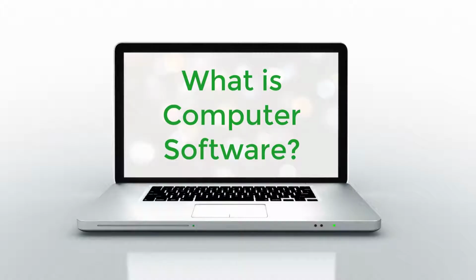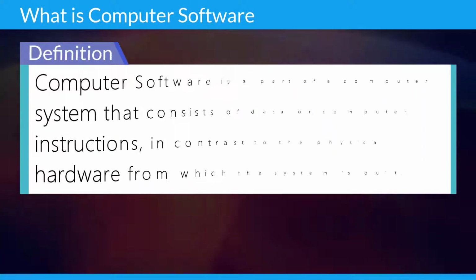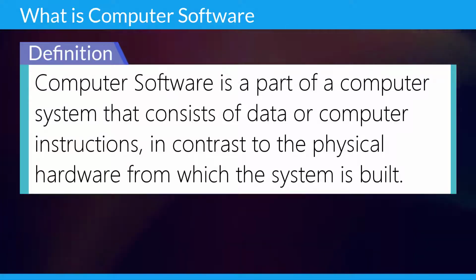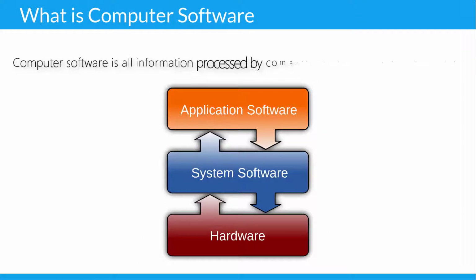What is computer software? Computer software is a part of a computer system that consists of data or computer instructions, in contrast to the physical hardware from which the system is built. Computer software is all information processed by computer systems, programs, and data.